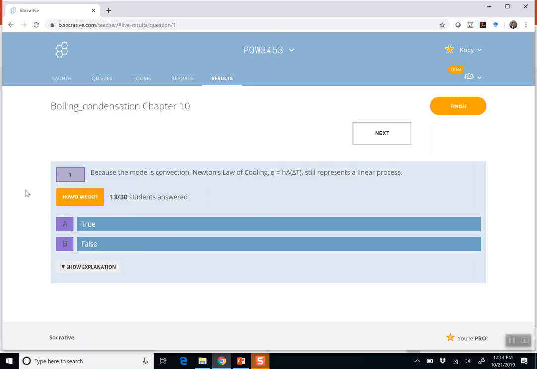All right, and I'll show the answers once we get 20 students. Maybe 25. Okay, so most of you said false, which is the correct answer. So even though that simple form of Newton's law of cooling is still the same, Q equals HA delta T, this is no longer a linear process. So someone who answered false, want to explain why?